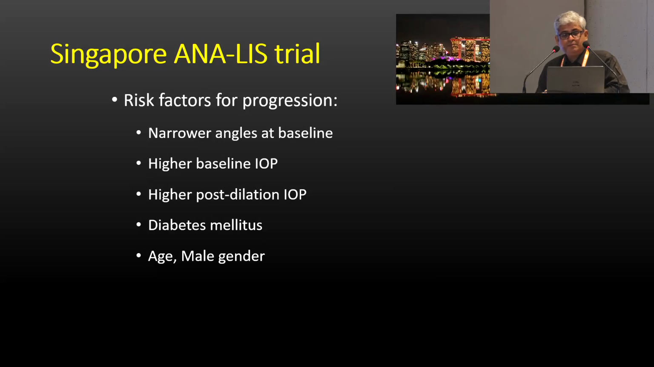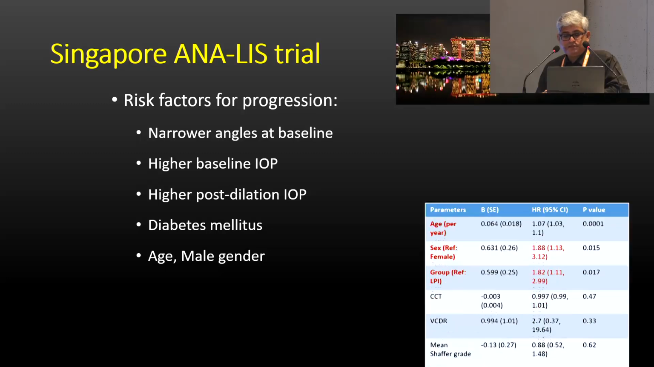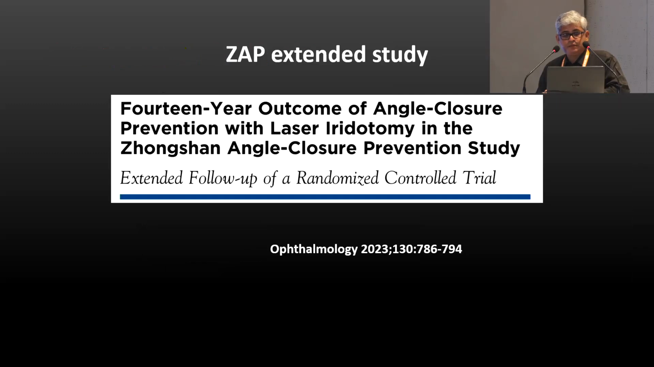Okay. But in the Singapore ANA trial, we found that narrower angles at baseline, higher baseline IOP, higher post-dilation IOP, and diabetes were risk factors. We included diabetes. ZAP did not include diabetes, so that is another difference. Age and male gender were other factors as well.